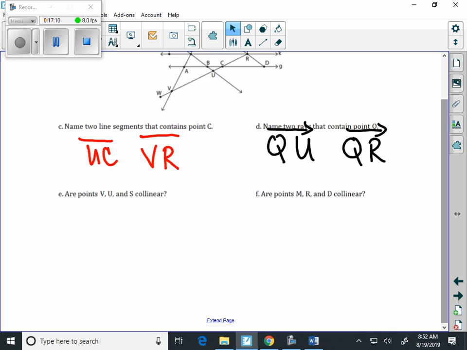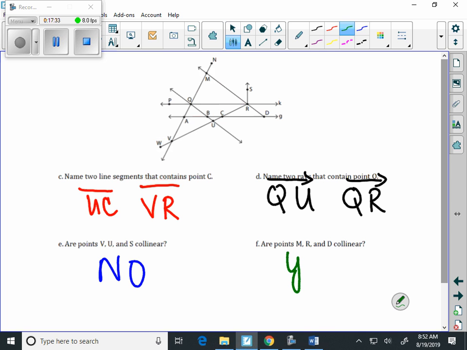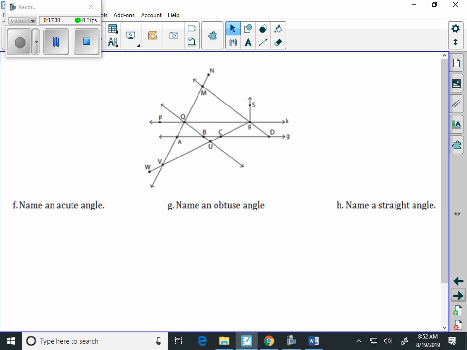Are points V, U, and S collinear? V, U, S, are they collinear? No. Are points M, R, and D collinear? Yes. And finally, name an acute angle. Again, multiple choices for answers on here. Angle PQA.